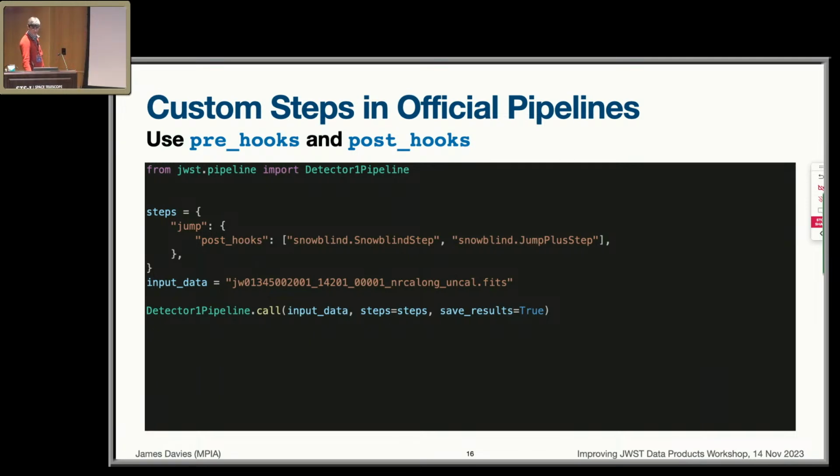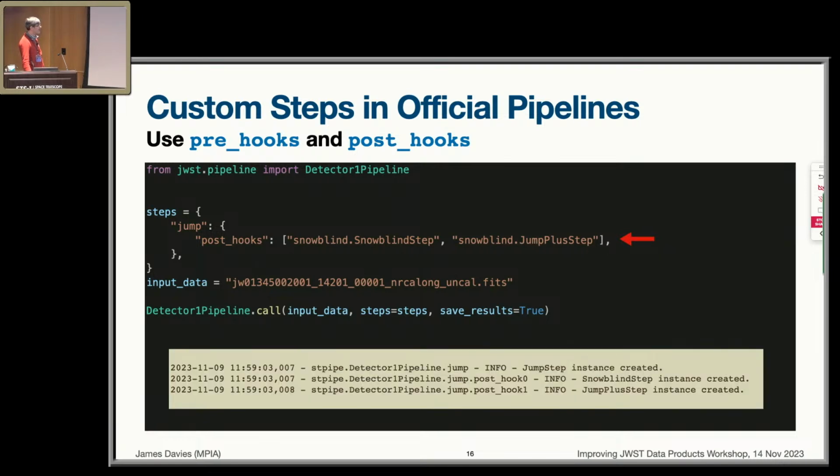If we run this, we get some log, and the log, well, there's a big long log. I've snipped out the relevant bits. At the jump step, when it's instantiating the step, jump, it defines something as .jump, .posthook0, posthook1, and you can see those are the steps. It's making instances of them, and if we continued looking at the log, it would actually run those steps. And then when they were done running, it would then run ramp fitting.